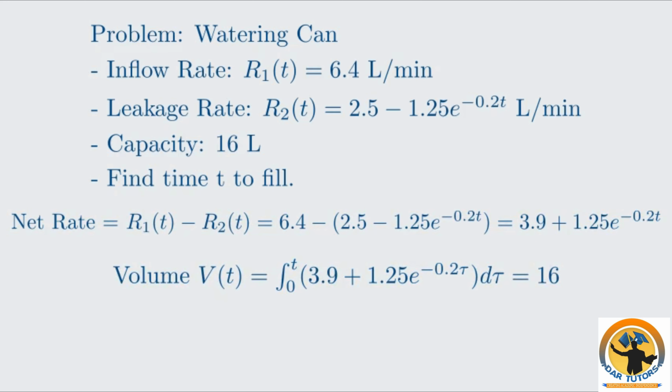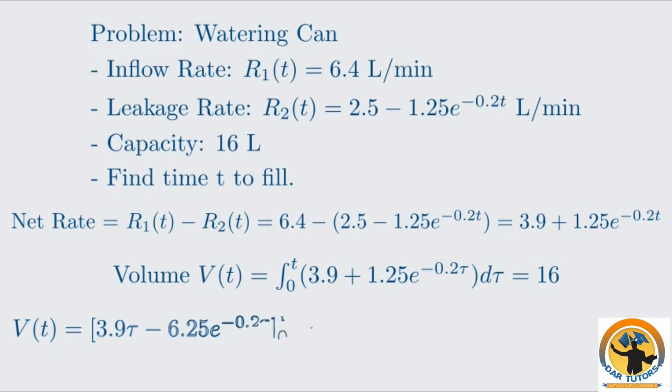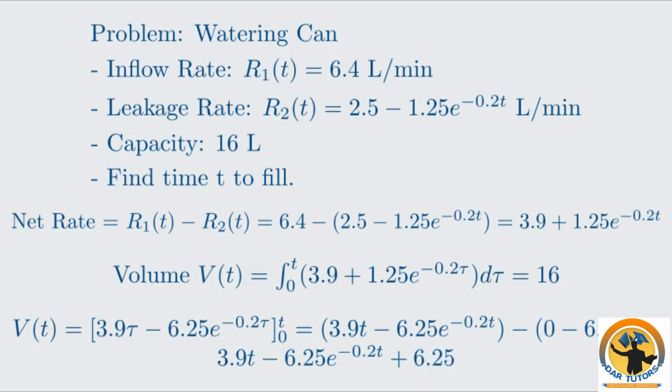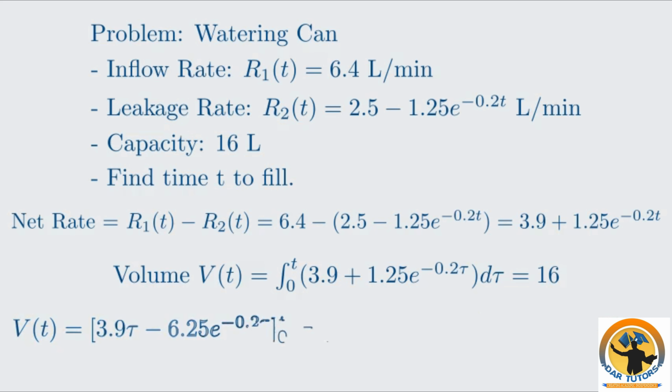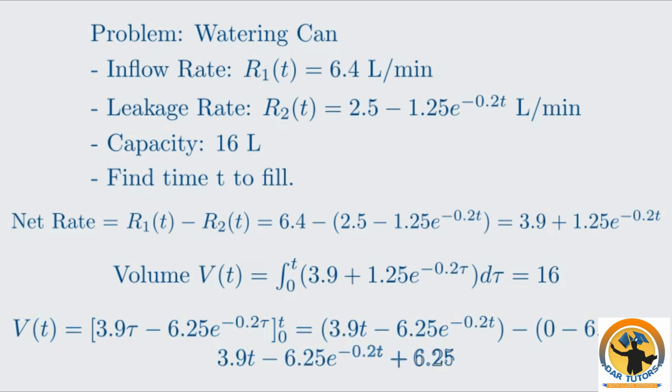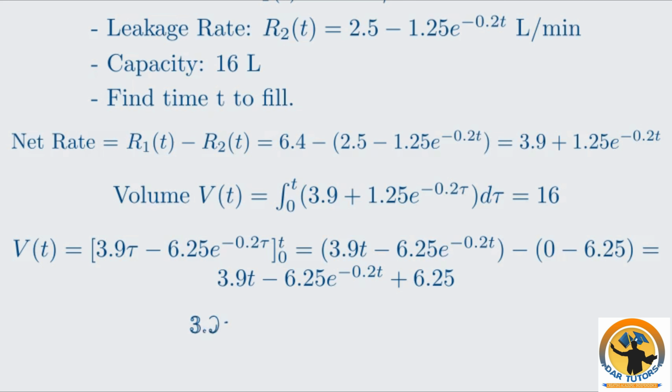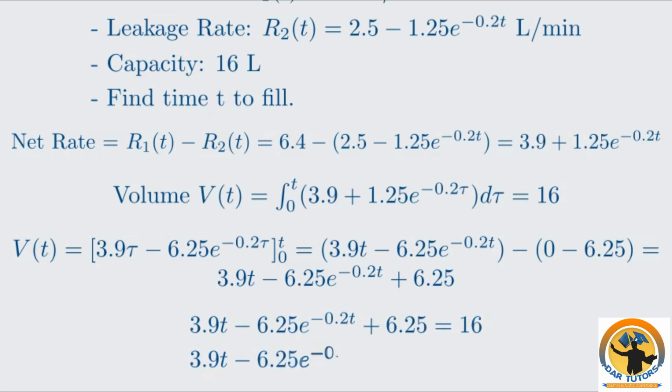Let's evaluate the integral. The antiderivative is 3.9t minus 6.25 e to the negative 0.2 t. Evaluating this from 0 to t gives us 3.9t minus 6.25 e to the negative 0.2 t plus 6.25. Now we set this equal to 16 and solve for t. This gives us the equation 3.9t minus 6.25 e to the negative 0.2 t plus 6.25 equals 16, which simplifies to 3.9t minus 6.25 e to the negative 0.2 t equals 9.75.